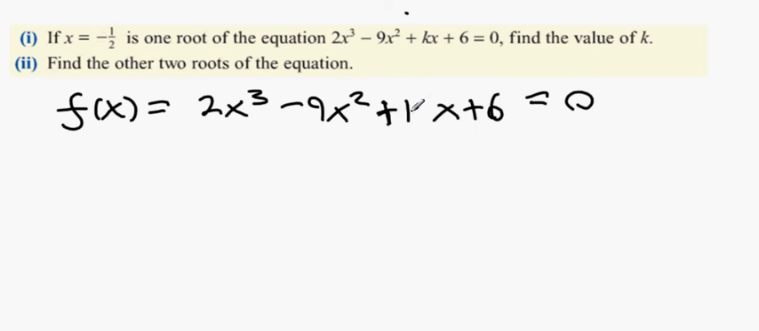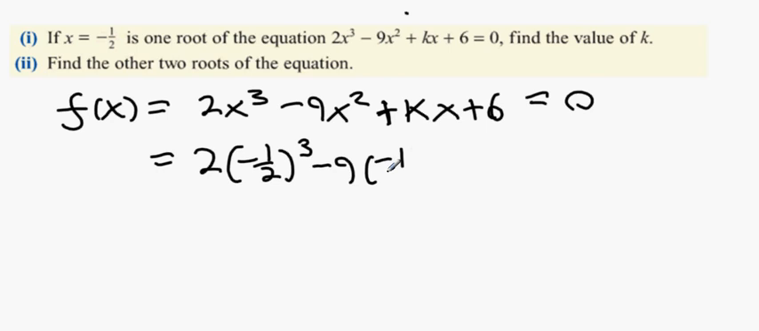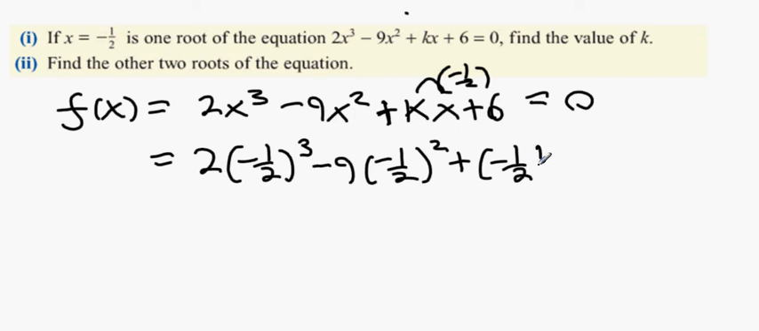So what I have to do next is I'm just going to replace it all with minus a half. So 2 times minus a half cubed, minus 9 times minus a half squared, plus minus a half times x. Or sorry, it's k times minus a half. So it's going to be minus a half k plus 6 equals 0. Okay.